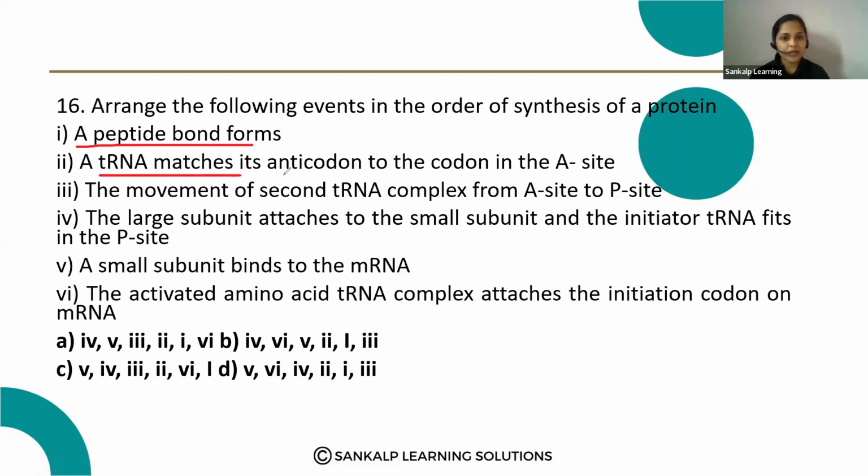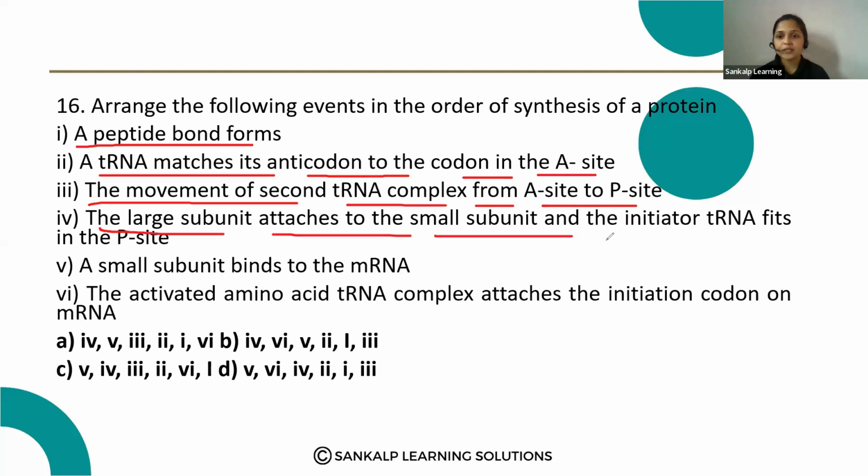A tRNA matches its anticodon to the codon in A site. The movement of second tRNA complex from A site to P site. The large subunit attaches to the small subunit and initiator tRNA fits in the P site. A small subunit binds to the mRNA. The activated amino acid tRNA complex attaches the initiation codon on the mRNA.